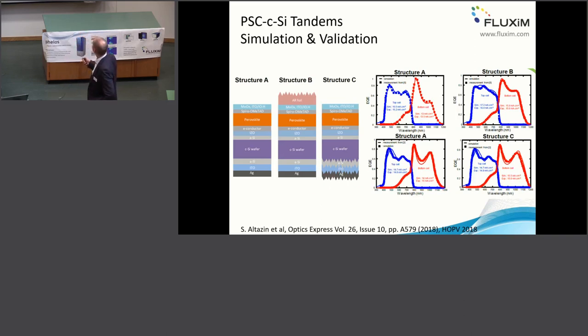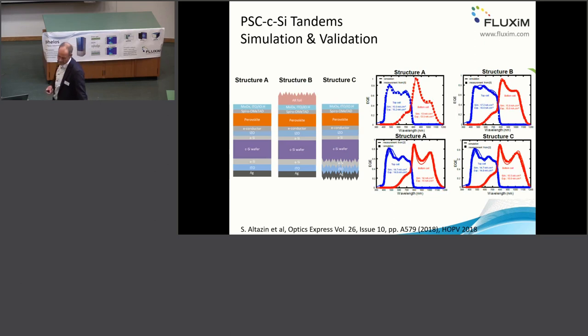And what we observe is that going from A to B, you see that the EQE of both front and bottom cell are increased because this structured foil acts as anti-reflection foil. And you see that symbols are the measurements and the lines are the simulations. And you see that it's quite well reproduced by the simulation, even for this property of the structured foil.